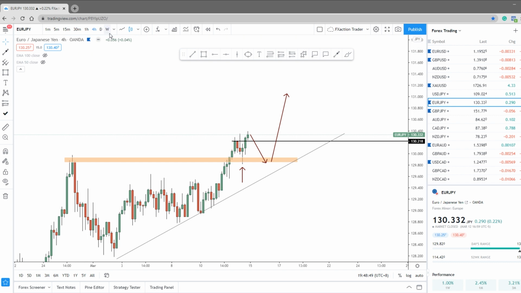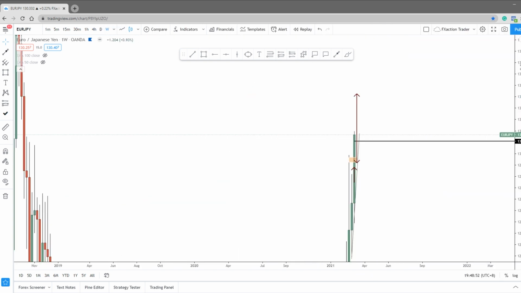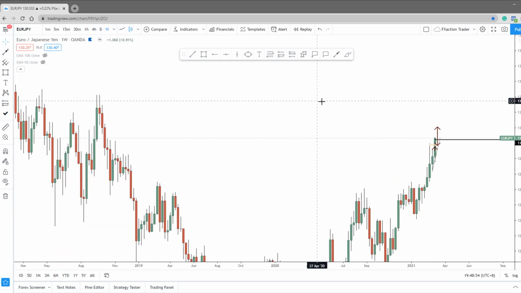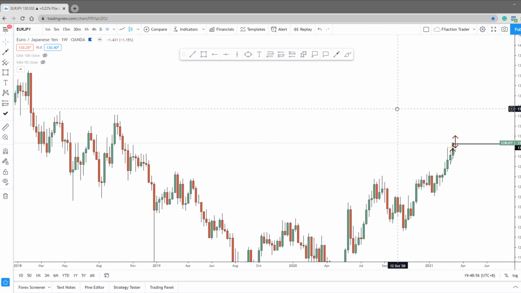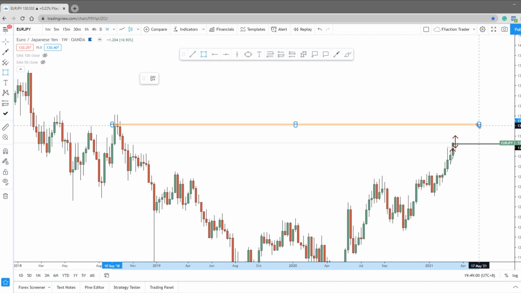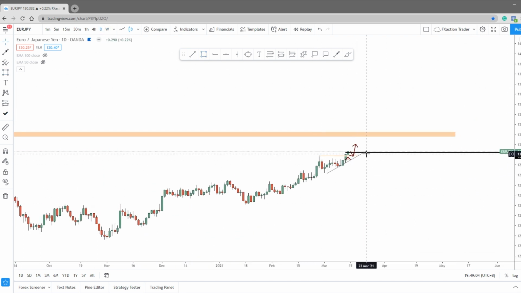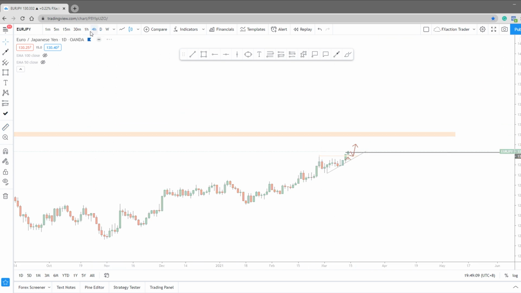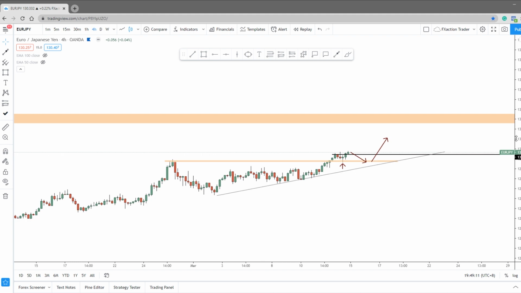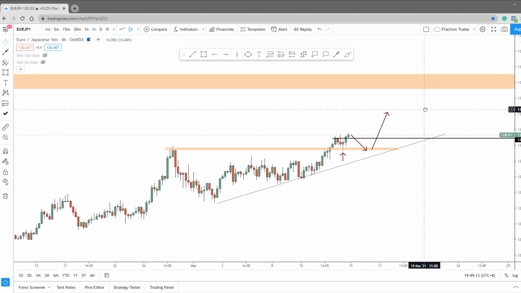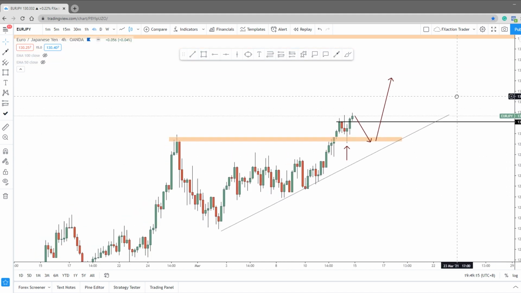So let us have a look at the weekly chart for this pair before we proceed to the next pair. If we look at the weekly chart, we can still see that the weekly resistance is at this level, about 132, and if we go back to the daily chart, there is still about 200 pips of movement to the upside.